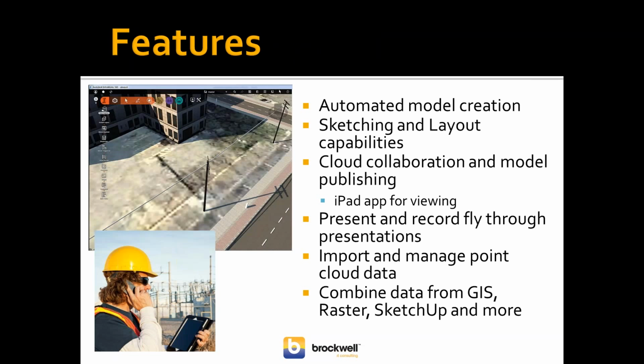So, a summary of the features of InfraWorks 360. We talked about this, automated model creation. Some pretty cool sketching and layout capabilities that allow you to design right in the 3D model on the elevation and to size, scale, and rotate in 3D really easily, actual models of your infrastructure. Collaborating over the cloud, there's a new feature that's available, an iPad app for viewing a 3D model in place and doing some interaction and gathering some site information using that.